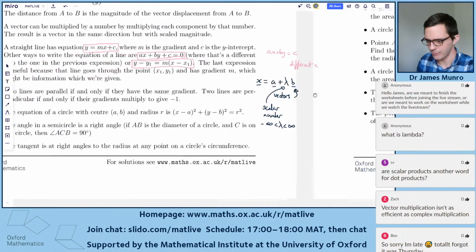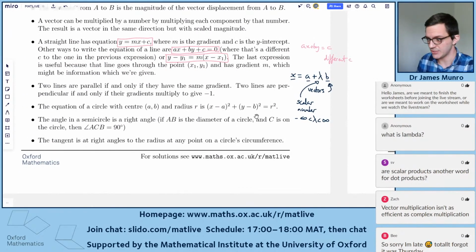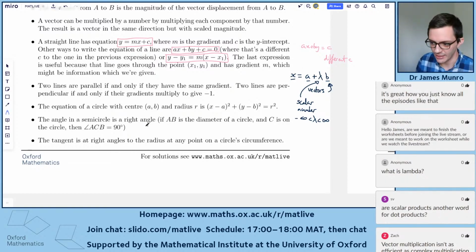Okay, we've got some circle facts. Earlier somebody asked about Euclidean geometry and stuff that you learn at GCSE in the UK or equivalent elsewhere. Things like Thales' theorem, the angle in the semicircle is a right angle. If AB is the diameter of a circle and C is on the circle, then the angle ACB is a right angle. There we go.